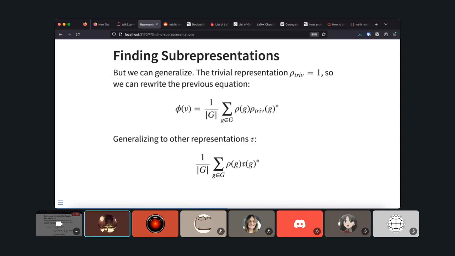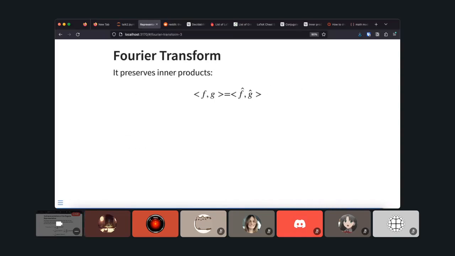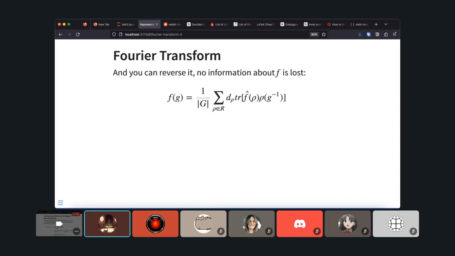I just wanted to bring you through finding the irreducible representations, and then being like, wait, this is easy. I don't know. So this is all I got. But any questions?